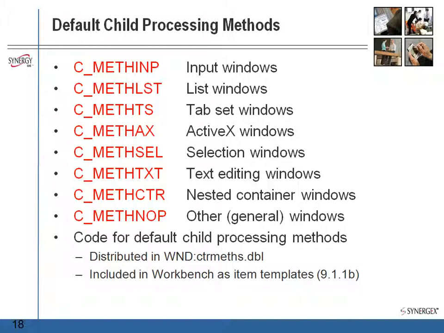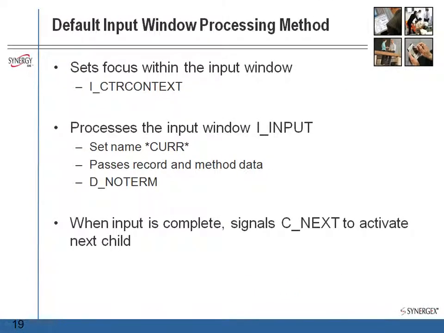If you have Workbench 9.11b or later and are not familiar with item templates, then try opening a project and then select Add New Item from Template from the Projects menu. Let's briefly go through the basic functionality provided by the default processing methods for each of the supported child types, and we'll start off with input windows.